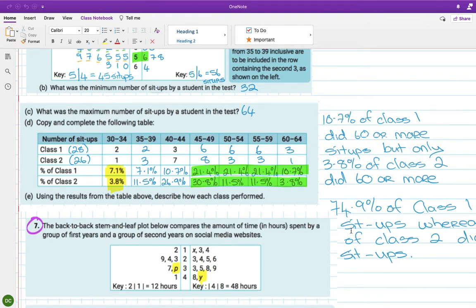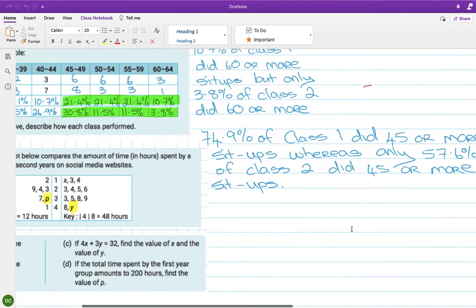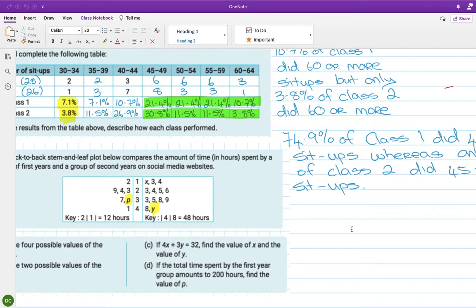And then you could look at it from the other end. I mean, literally this is an analysis of the data, so you just have to take a couple of points. If I look at the far end of it, you could write that point the other way. You could say approximately 25% of class 1 did less than 45 sit-ups, whereas it's going to be approximately 43% of class 2 that could only do less than 45 sit-ups.